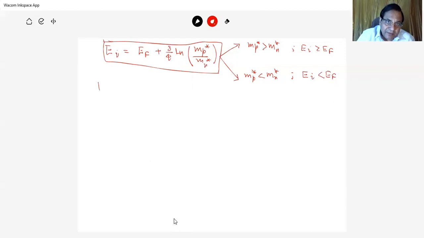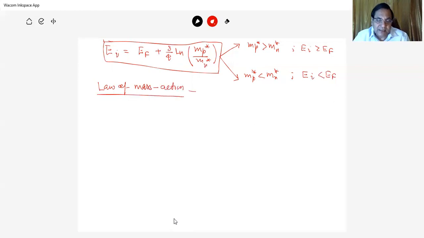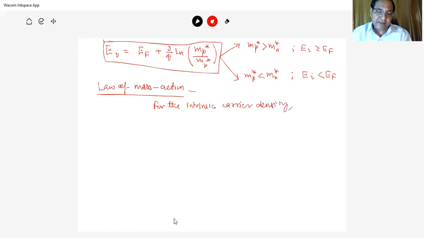Now the second topic is the law of mass action. In the law of mass action, we have for the intrinsic carrier density, Ni.